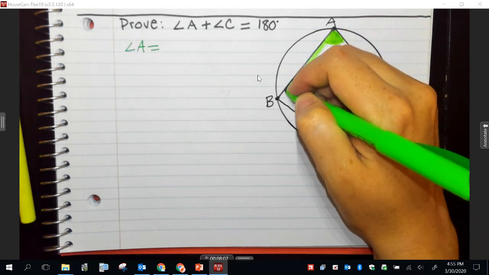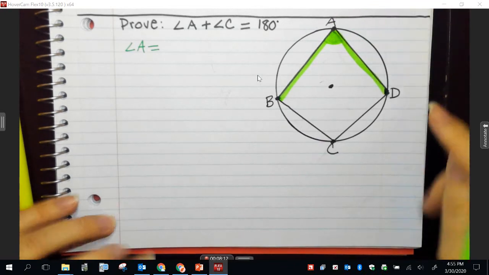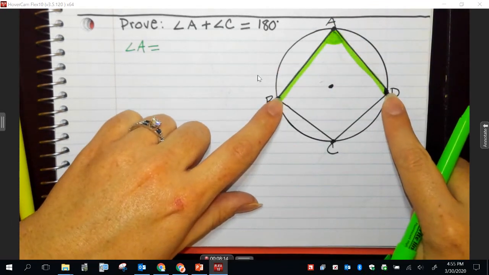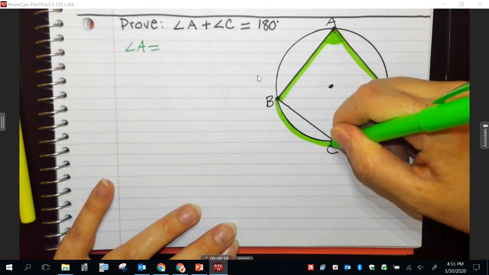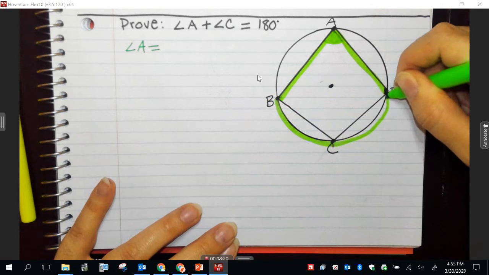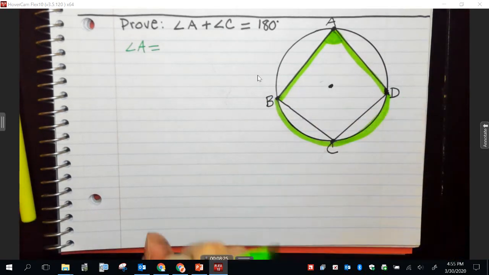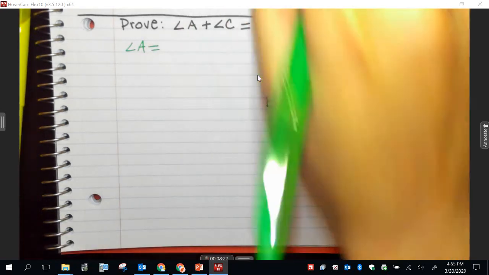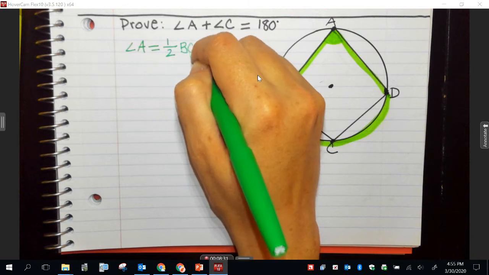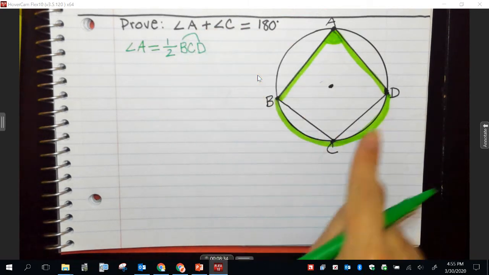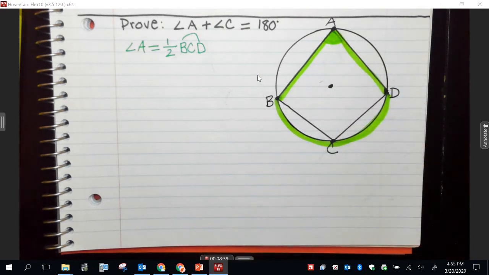So draw lines to where our angle is going to. So our angle goes from here to here, which means that this whole arc, B to C to D, okay, that's the arc that angle A is intersecting, which means that angle A is half the measure of arc BCD, this right here. So if this was 100, that would be 50, okay?